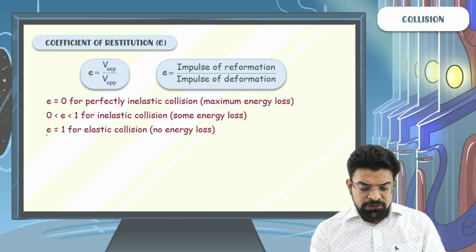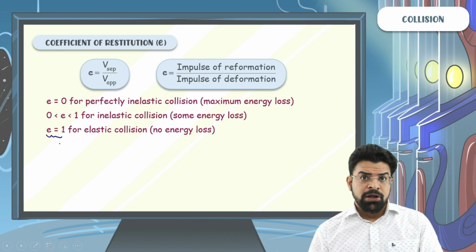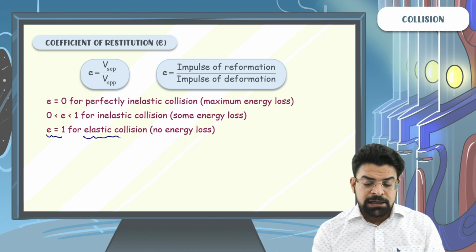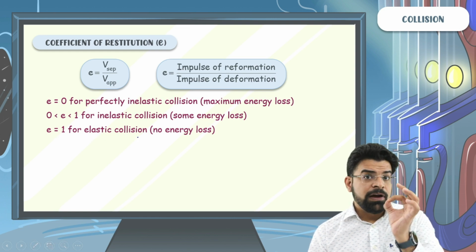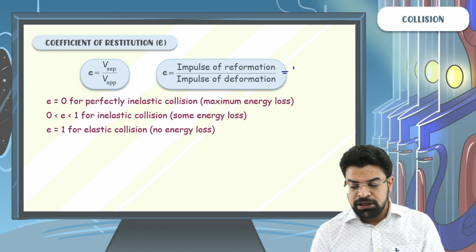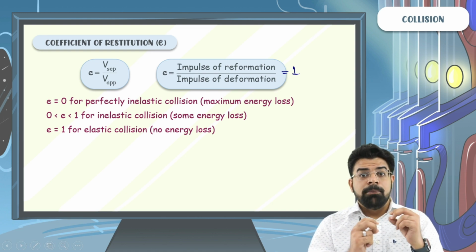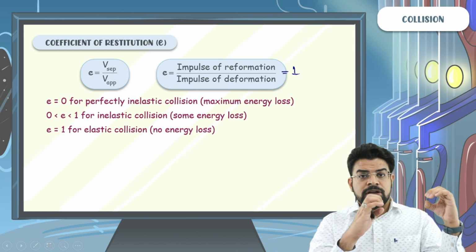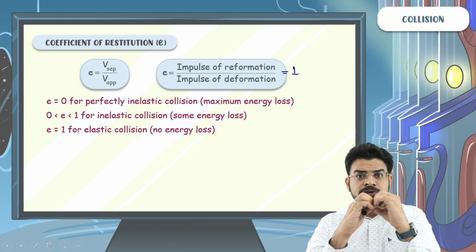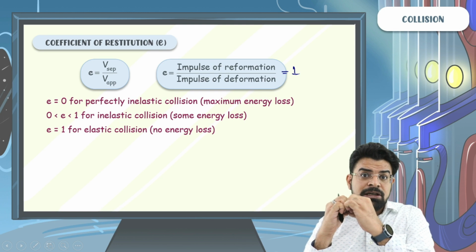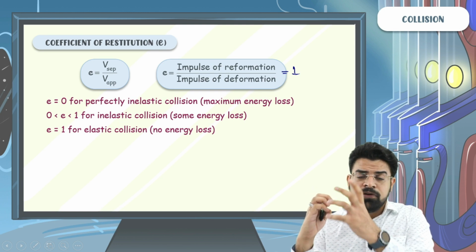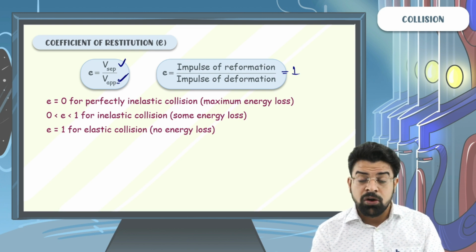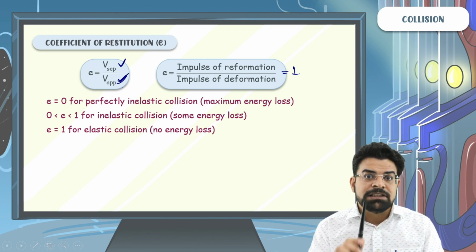Now the last one, coefficient of restitution equals 1. We say that the coefficient of restitution is 1 for perfectly elastic collision. For a perfectly elastic collision, if I substitute E equals 1, then you can say impulse of reformation is equal to impulse of deformation. So the change in momentum during the process of deformation is the same as the change in momentum during the process of reformation. Or velocity of separation will be equal to the velocity of approach in case of elastic collisions. Okay.